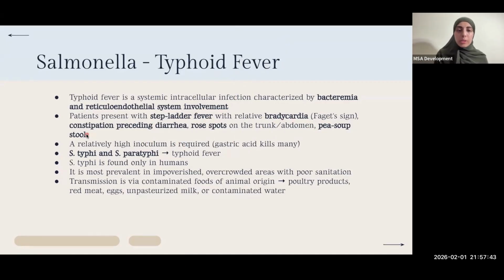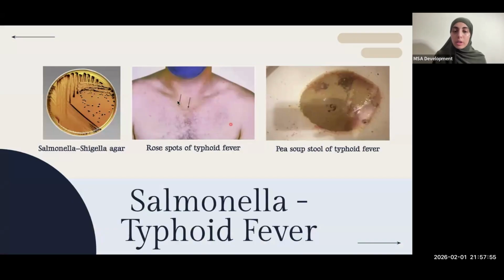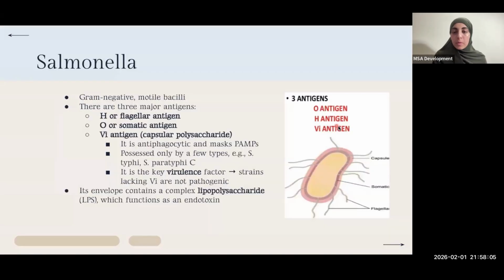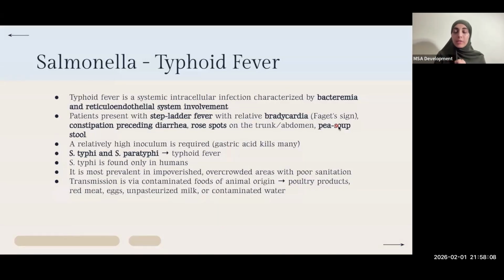They also present with constipation preceding diarrhea. So they may get constipation first and then they will develop diarrhea later on. They also get rose spots on the trunk and abdomen, which we saw here, okay? These rose spots. And they get pea soup stool, which we also saw over here. So, one more time, step ladder fever and bradycardia, rose spots, and pea soup stool. Those are key features that you should look out for, especially in questions and case scenarios.